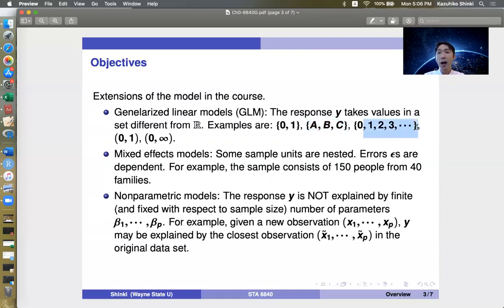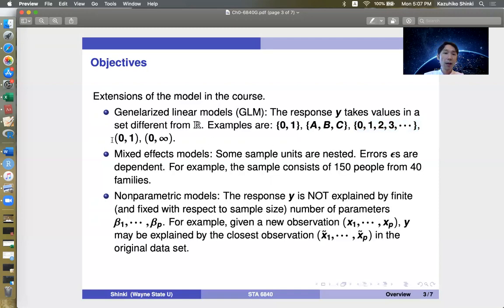Sometimes the values are counts. So think about which towns have COVID-19 cases today. That number is probably small: most towns have 0, some towns have 1, 2, some towns have 10. So in such a case, the treatment of y is totally different.